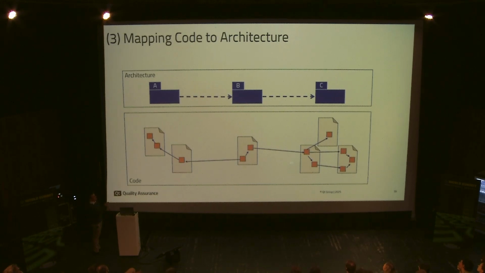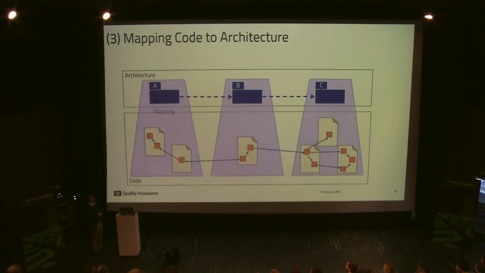We have these two graphs now, and we know how we can get them, but now we have to somehow combine the two. Because you have A, B, C here, but what does this actually mean for your code? You need a translation from the code information to your architecture information, and this is done by a mapping. You somehow have to say these parts of my code model belong to this component, and the same with B, and the same with C.